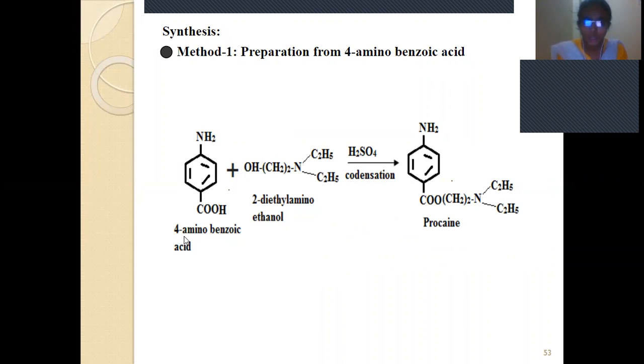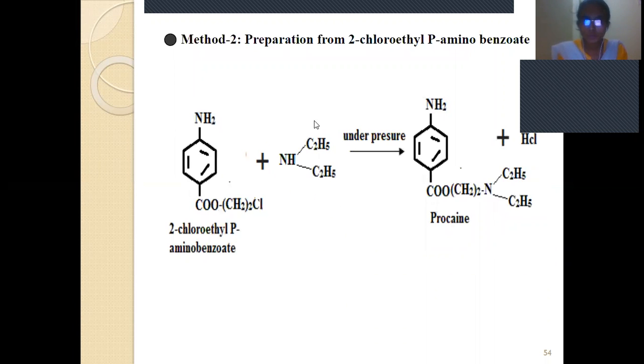See here, 4-amino benzoic acid, when it is reacted with diethyl amino ethanol, undergoes a condensation process in presence of sulfuric acid. So here one of the hydrogen atoms from 4-amino benzoic acid, and the hydroxyl group from diethyl amino ethanol is eliminated. So the remaining parts are attached to form the procaine.